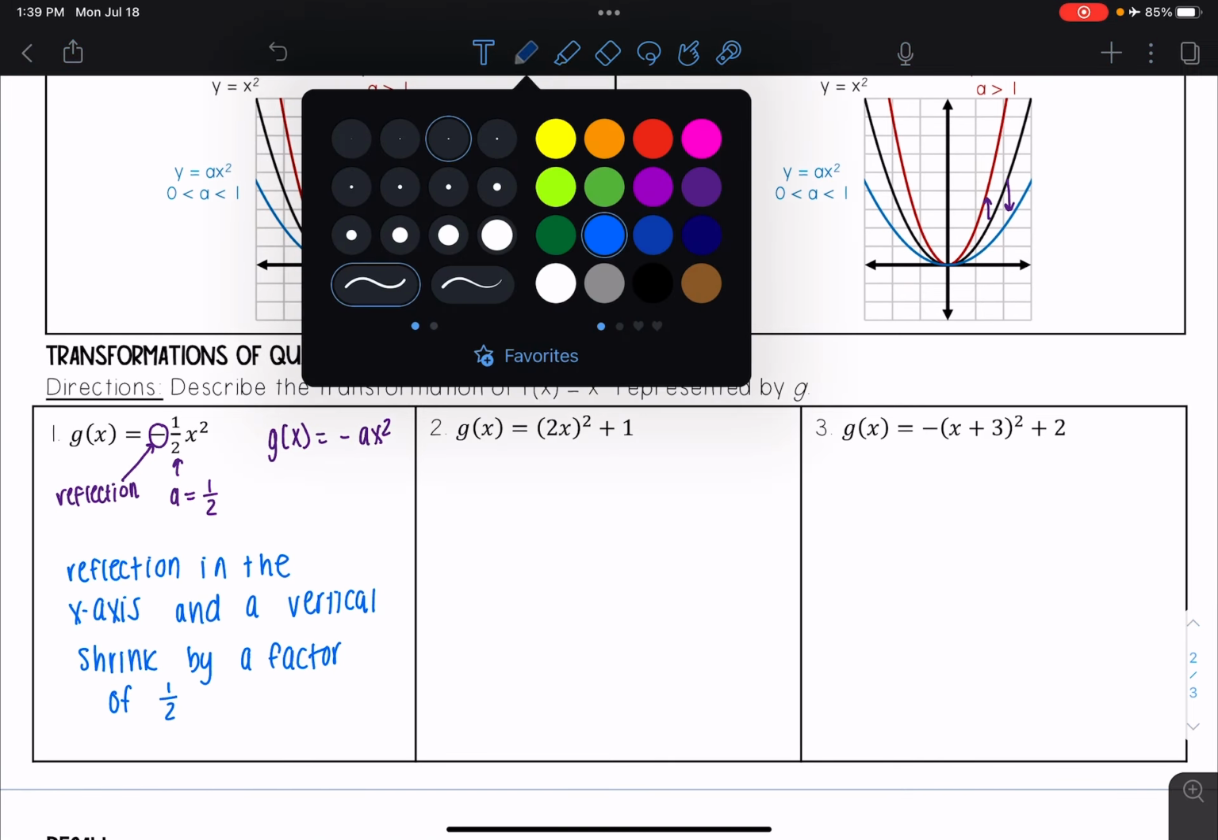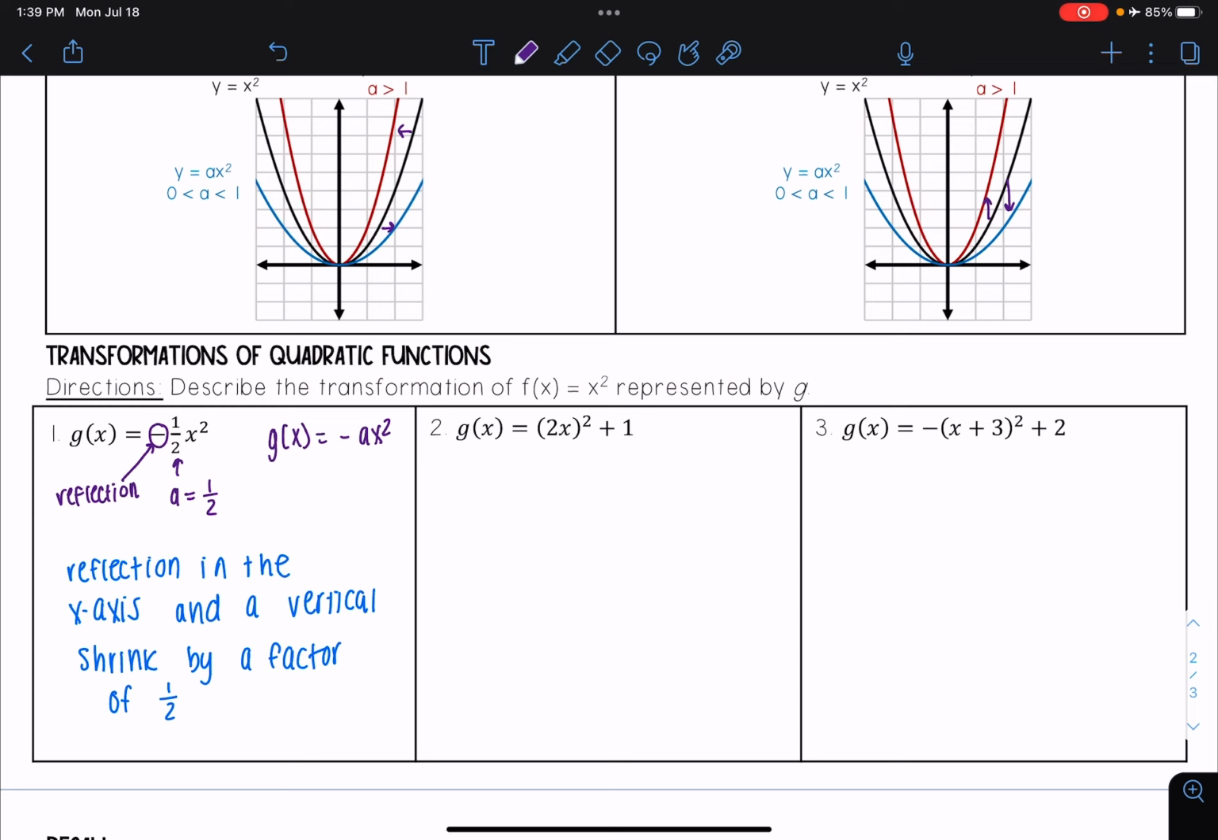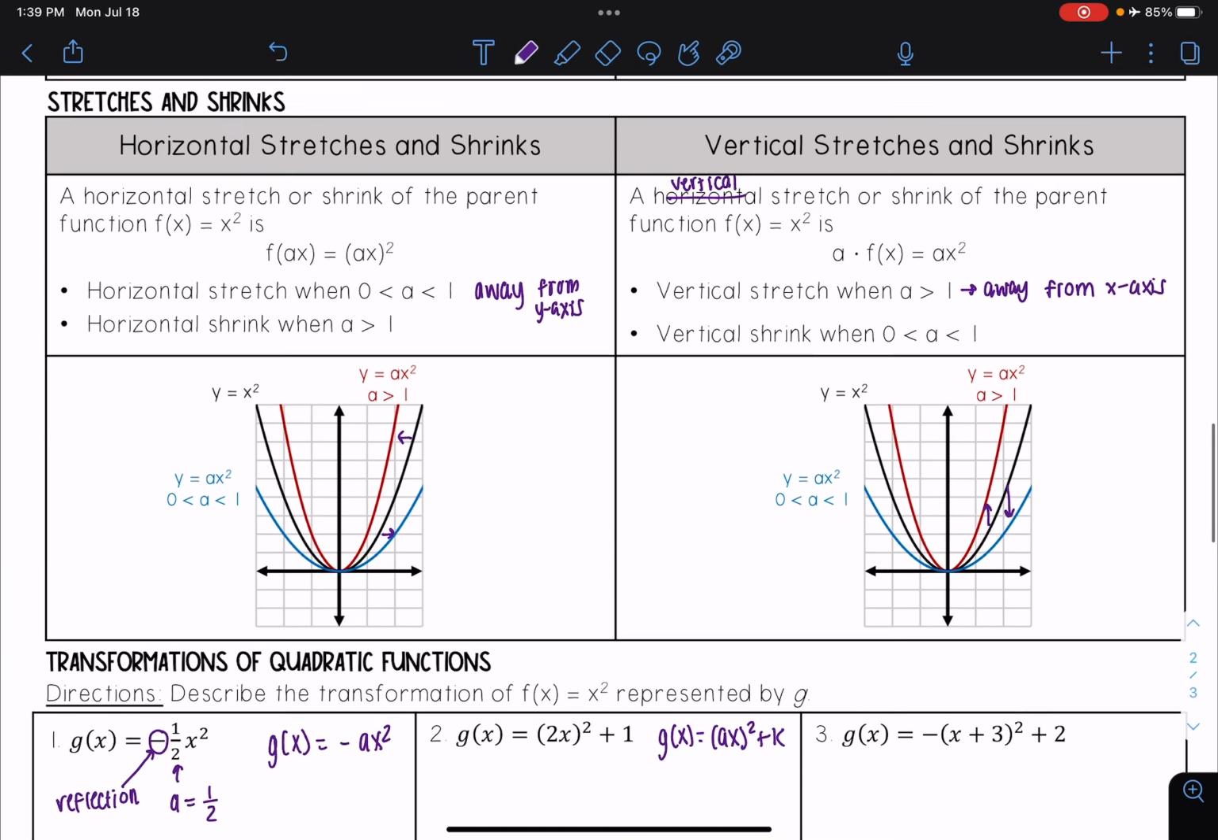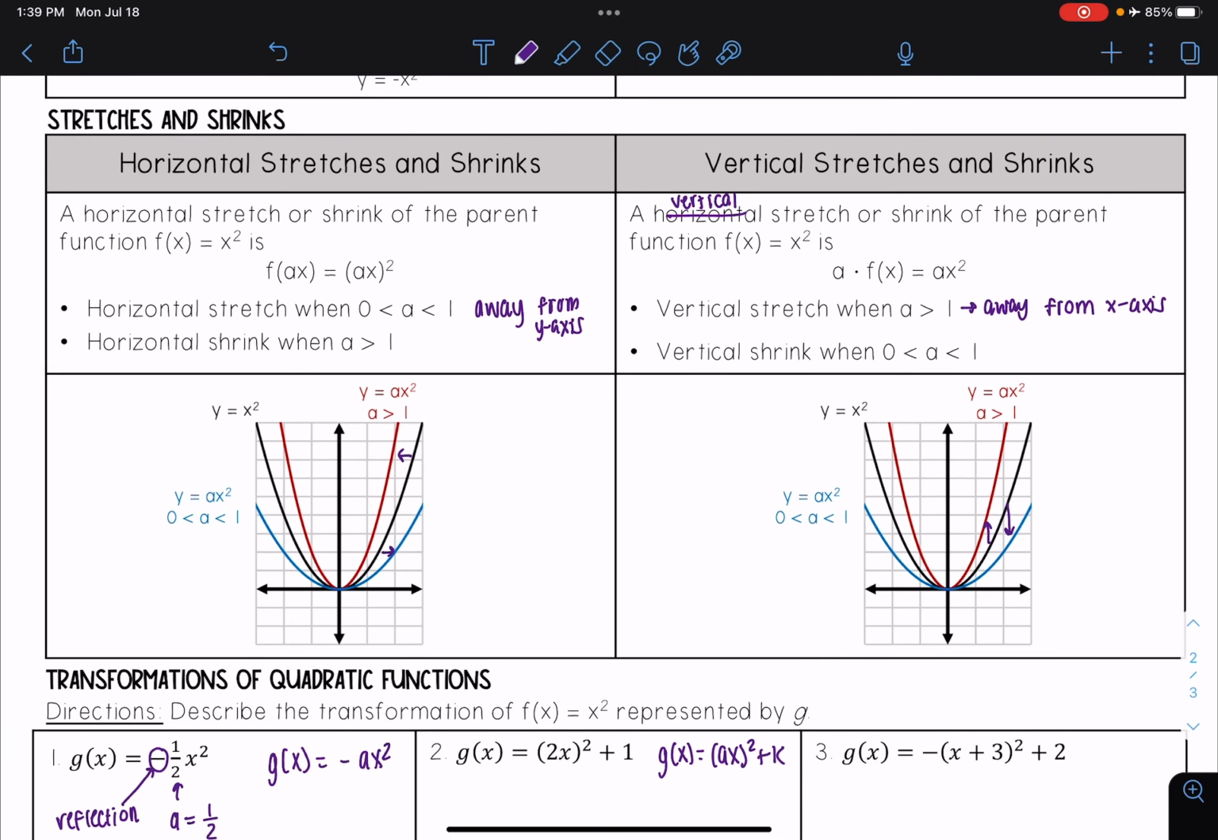Okay, number 2, I see I have g of x is equal to 2x quantity squared plus 1. And so I see that this is really in the form of g of x is equal to ax quantity squared plus k. So I see that I am doing a horizontal stretch or shrink this time because I am having a being multiplied into my input.